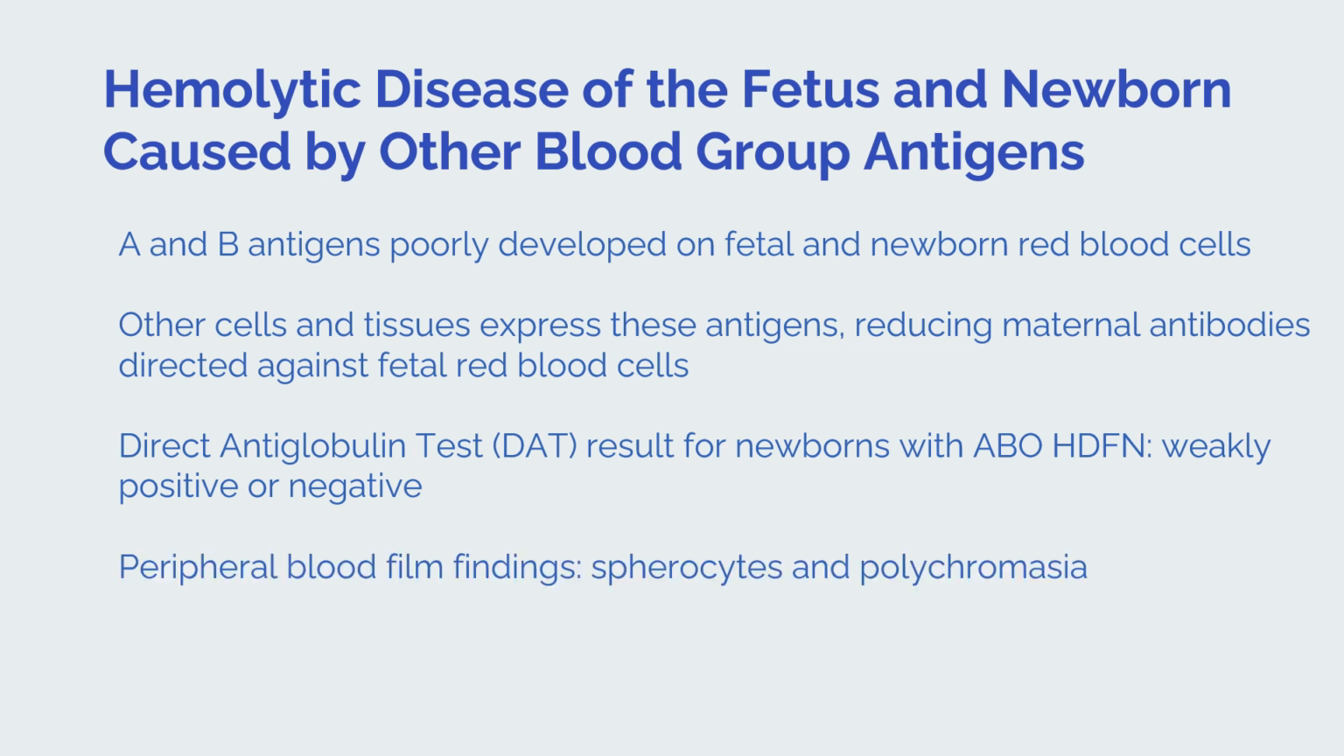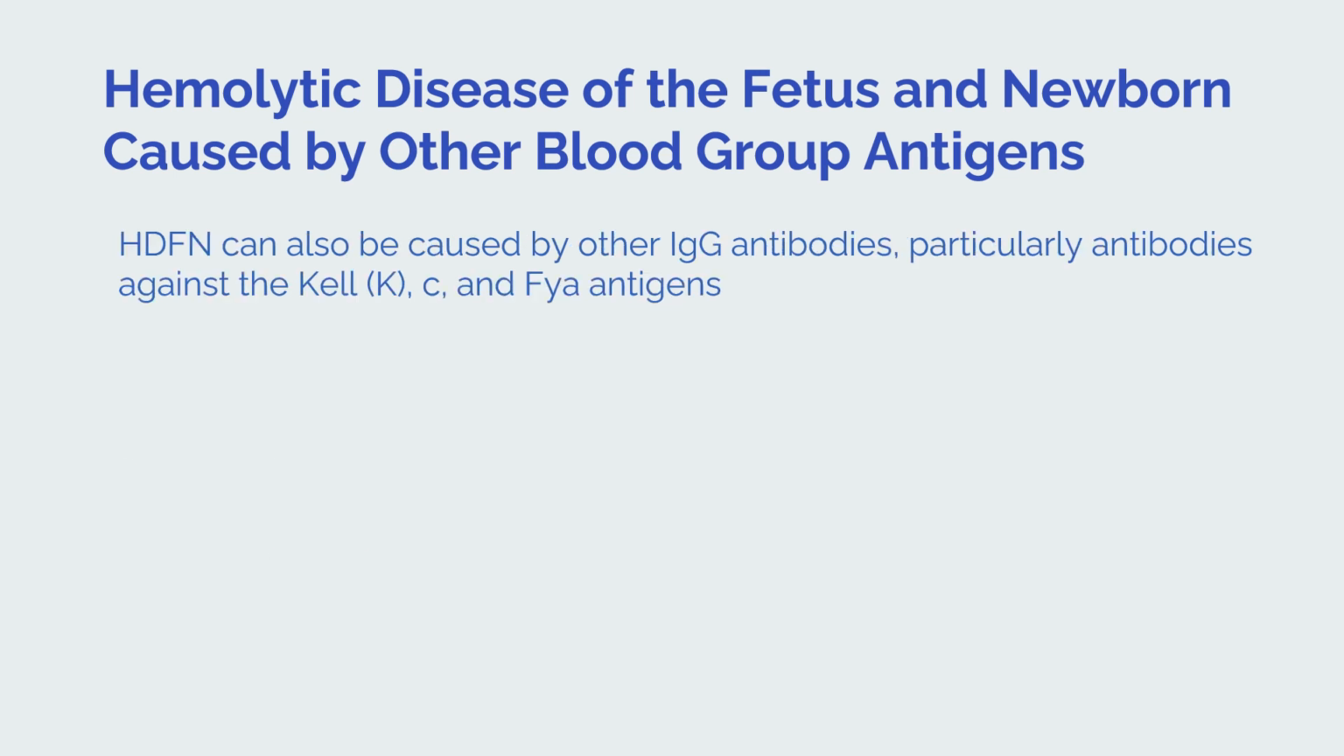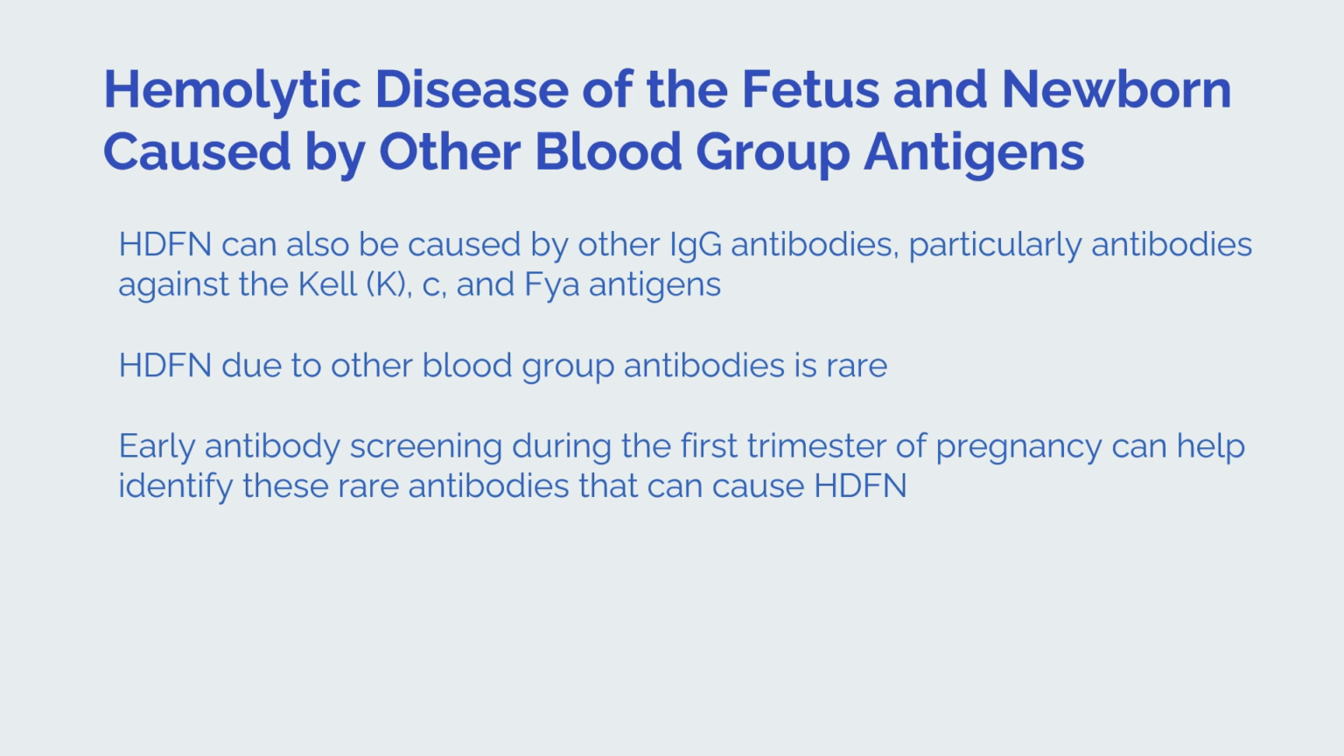Typical findings on the peripheral blood film include spherocytes and polychromasia. In addition to ABO-HDFN, HDFN can also be caused by other IgG antibodies, particularly antibodies against the KEL, K, C, and Phi antigens. However, HDFN due to other blood group antibodies is rare. Early antibody screening during the first trimester of pregnancy can help identify these rare antibodies that can cause HDFN.